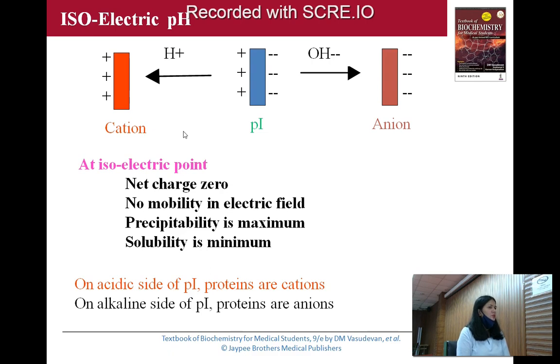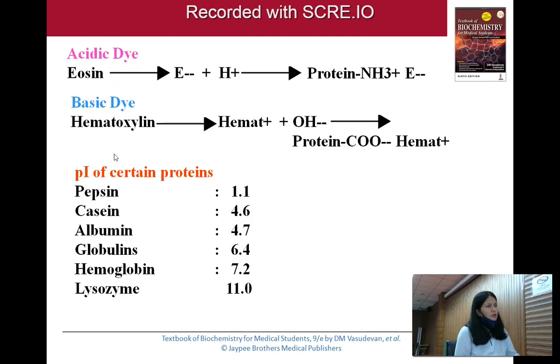So the proteins have the amphoteric nature. If they ask you what are ampholytes or amphoteric nature of protein: on the acidic side, a protein can accept a proton and act as a cation, and on the alkaline side, it will act as an anion. So it can act both as cation as well as anion depending on the pH. That's why they are known as ampholytes. Clear?